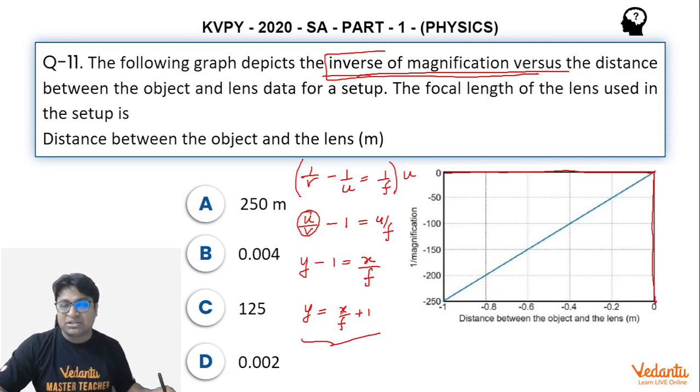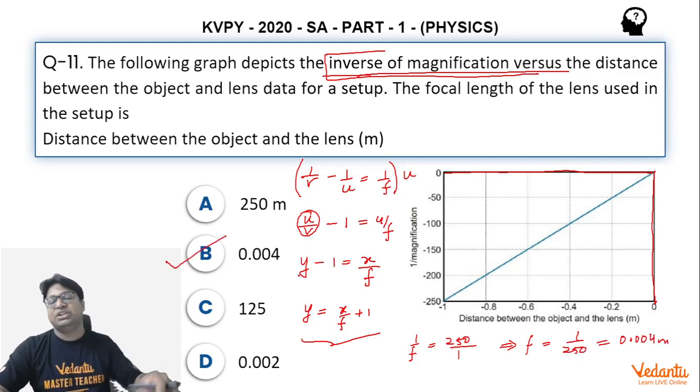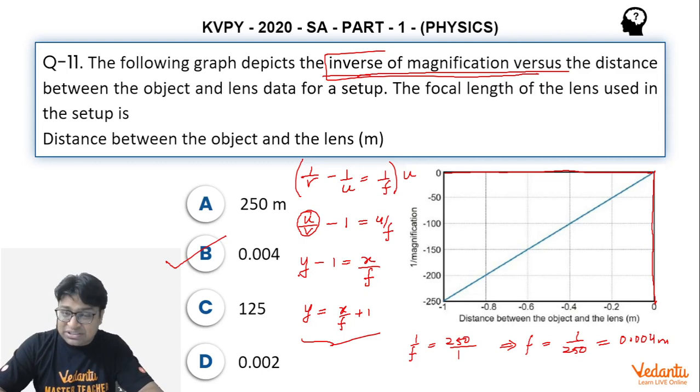So I just have to calculate the slope of the straight line. If I look at the data here, I can see that on the y-axis, the change in y coordinate is of 250 units, whereas on the x-axis, the change in the coordinate is of only 1 unit. The slope is positive, so I can say that the slope should be 250 by 1, which makes me believe that focal length should be 1 upon 250, which turns out to be 0.004 meter. And I do observe this particular value in the options, so that must be the correct answer. It is in fact the correct answer.